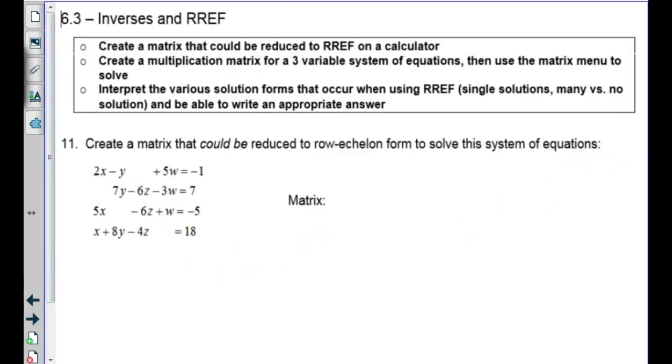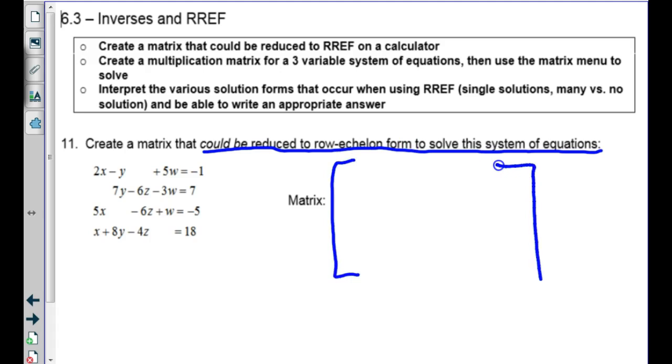Then we have a section on using inverses and matrices. This first question, guys, just says create a matrix that could be reduced to row echelon form to solve this system of equations. Could be. Does that mean you're supposed to do it? So all you need to do is give me one giant augmented matrix. If you want to put the little dash lines for the equal, you can, but you don't have to.